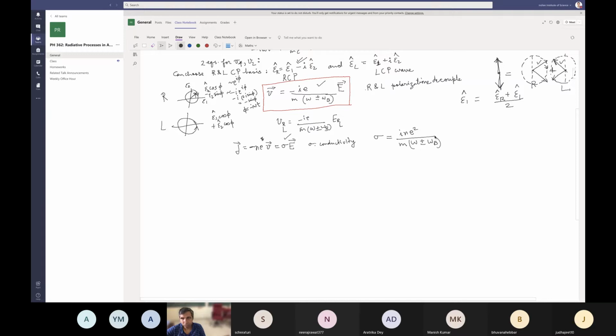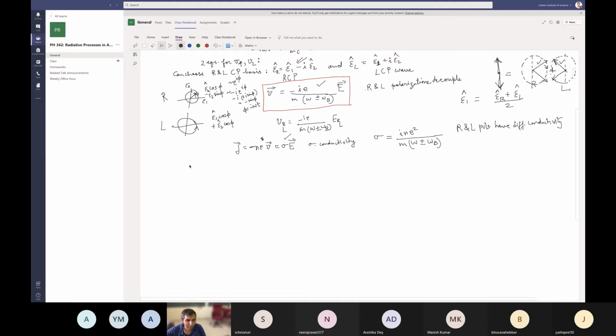See, the R and L polarizations have different conductivity, right? Because this is different. So I'm just comparing this n e squared, minus sign, right? So we have that. So this is sigma.